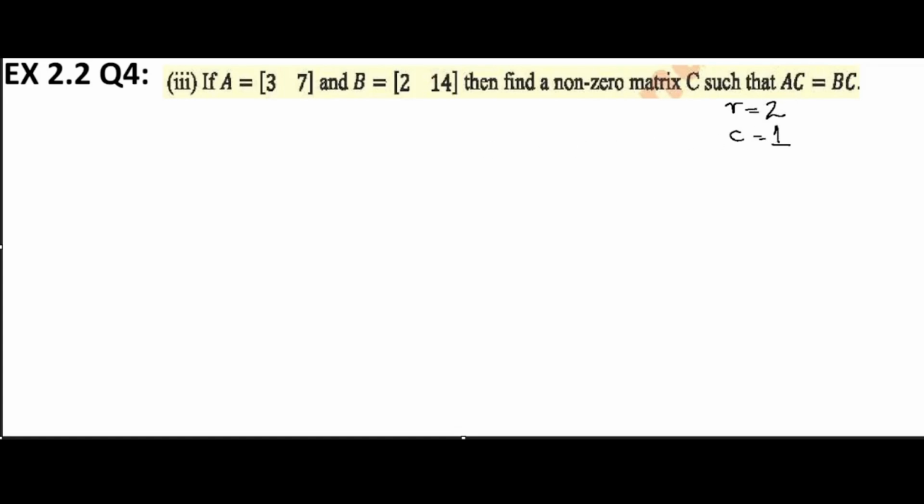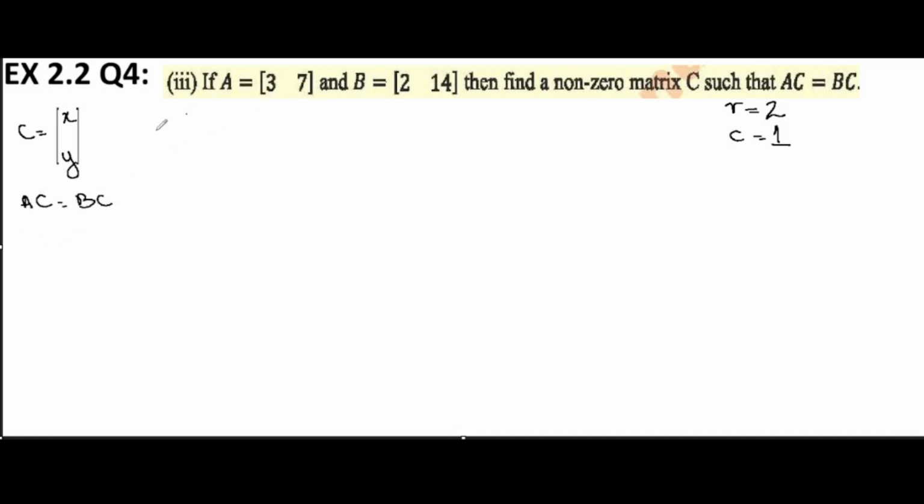So we are going to write a matrix C over here of the same order, 2 cross 1, and let the elements of this matrix be x and y. Now we are going to multiply this matrix C with A and B, as given in the question, AC equals BC. So we write it over here, AC equals BC.